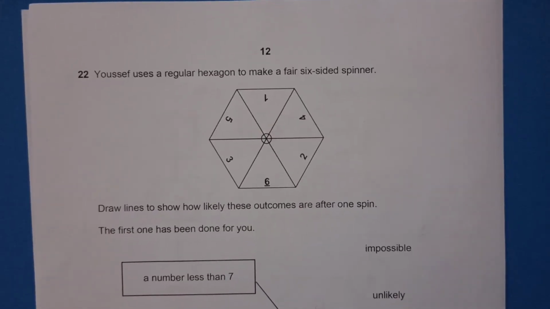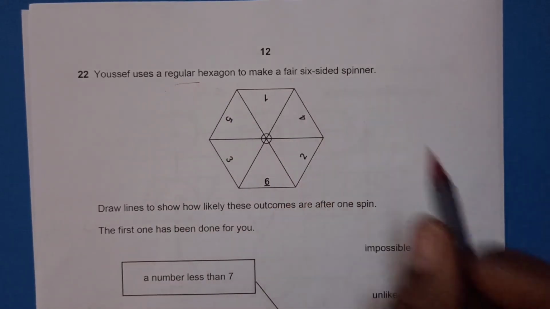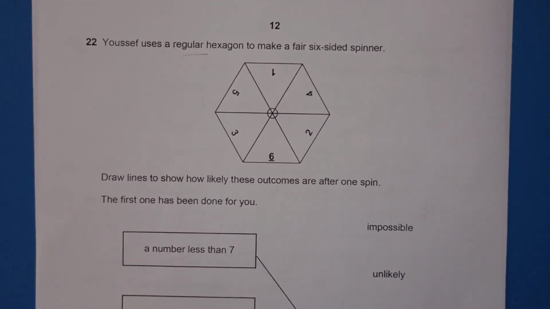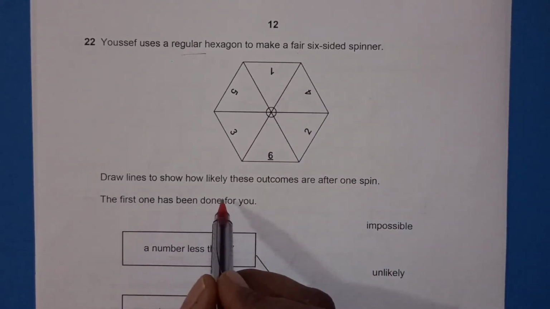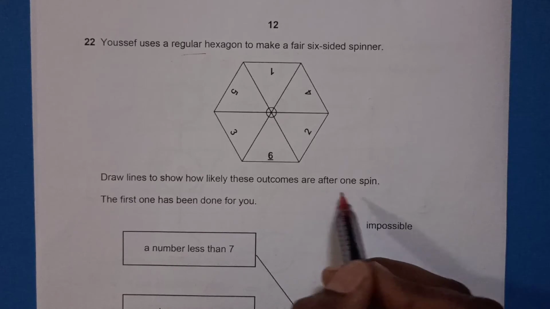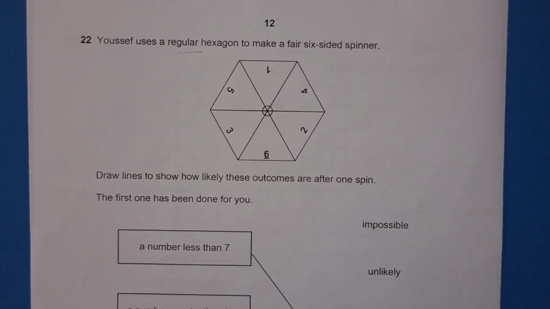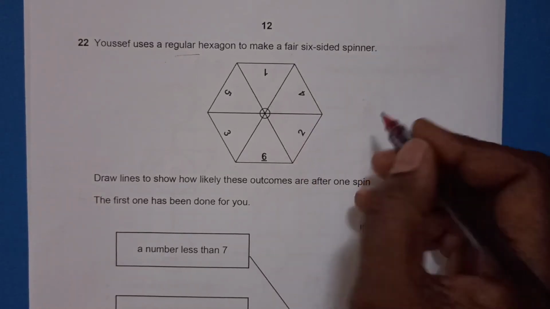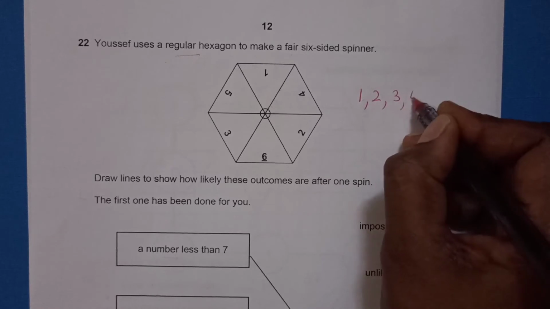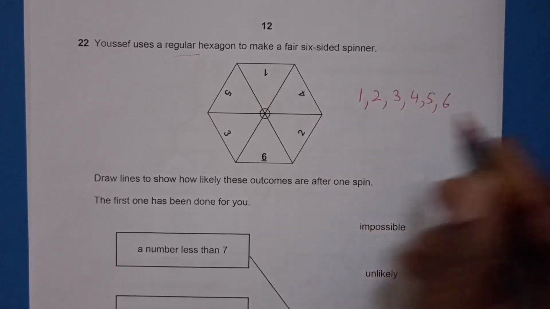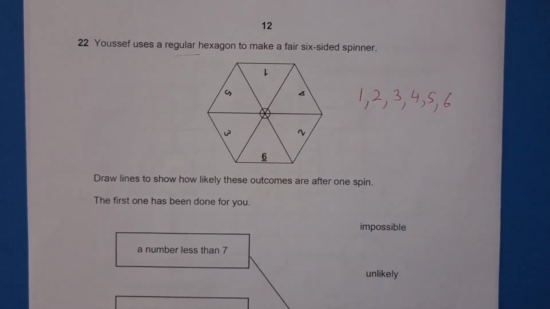Question 22. Yusuf uses a regular hexagon to make a fair six-sided spinner. So we have the numbers on the spinner. Draw lines to show how likely these outcomes are after one spin. The first one has been done for you. So what are the outcomes? First, let me write it down. 1, 2, then you have 3, 4, 5 and 6.